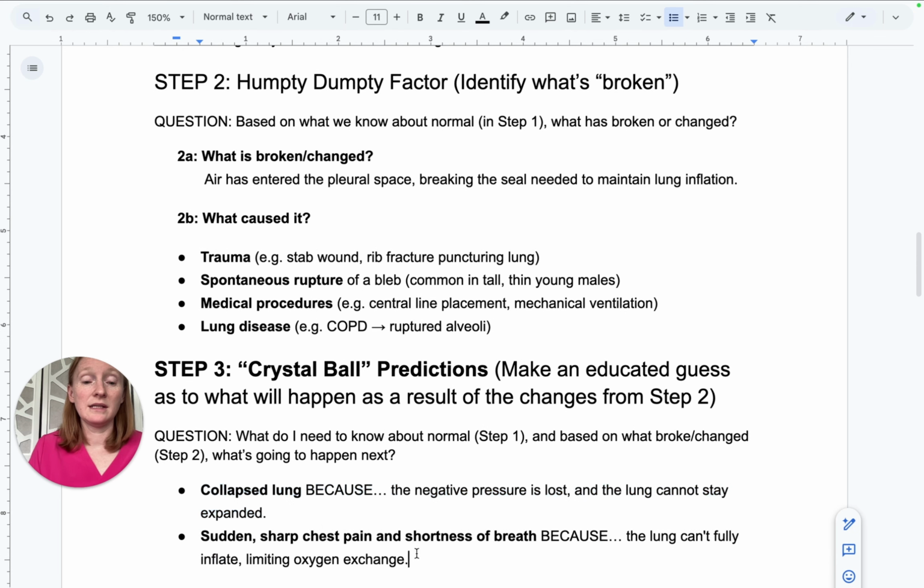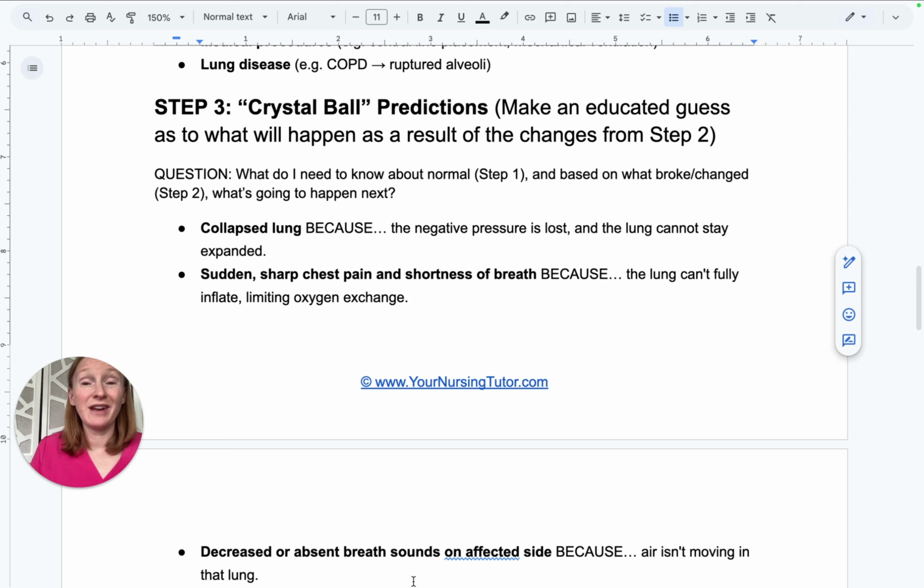We also see things like sudden sharp chest pain and shortness of breath because we have an injury to the lungs, okay? We just got a hole in our lungs, so yeah, it's going to hurt. These explanations don't always have to be difficult. And we have a shortness of breath because the lungs can't fully inflate anymore. If they can't fully inflate, we can't get oxygen into the lungs, the gas exchange can't take place at the alveoli, and there's not going to be enough oxygen in our blood. We're still going to get some oxygen in your blood, but not as much as we're used to. Hence, shortness of breath. The next thing we predict is decreased or even absent breath sounds on the affected side. And this is because the air's not moving in and out anymore.